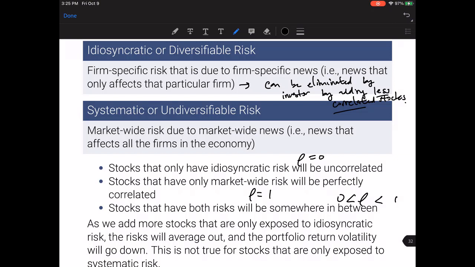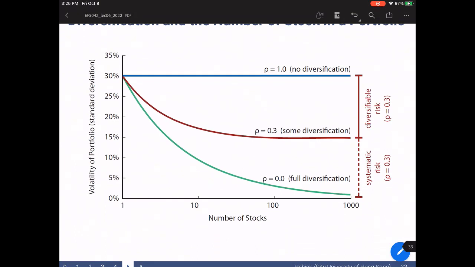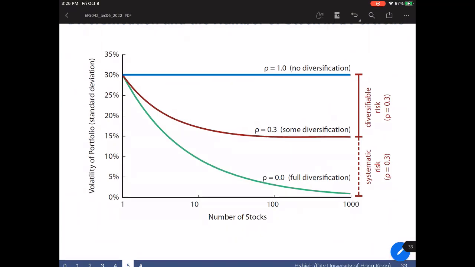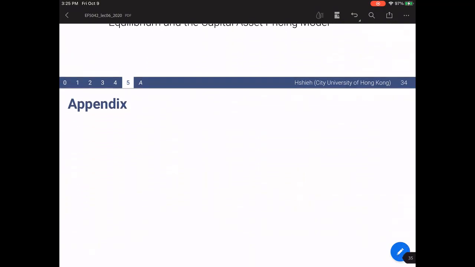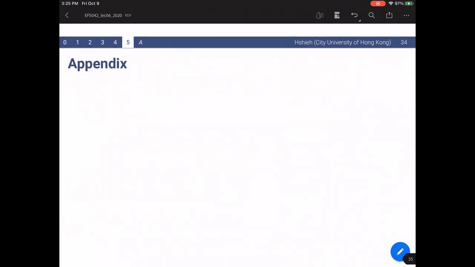So let's go over an example using some math here. Okay, and this is where this picture comes in. So let me tell you what our portfolio is going to look like and what our assumptions are, and then the graph here will be clear. So let me use the appendix here to write down our setup. Okay, so let's look at the graph first.